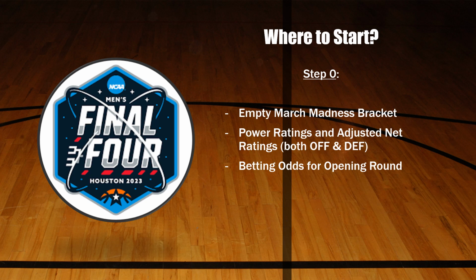You can find great power ratings over at kenpom.com, which a lot of people do use, or you can find your adjusted net ratings on sportsreference.com's college basketball page, which I will be working from when I show my demonstration. So let's get into it.